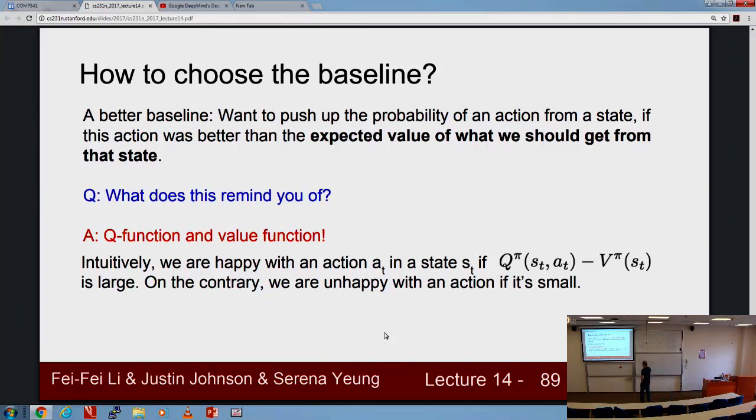So what do we exactly want to do? When are we happy with an action AT in a state ST? Well, we're happy with it if the Q value of ST, AT is better than the expected value out of ST. So from this state ST, the expected value after taking this action happens to be better than the average value we would get from this state, right? So this is the term we want to use as a baseline.